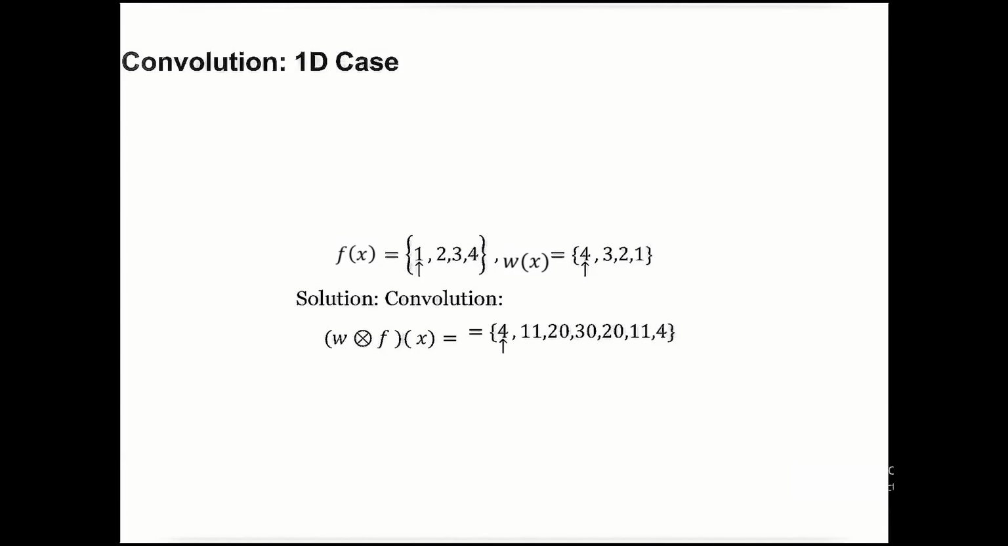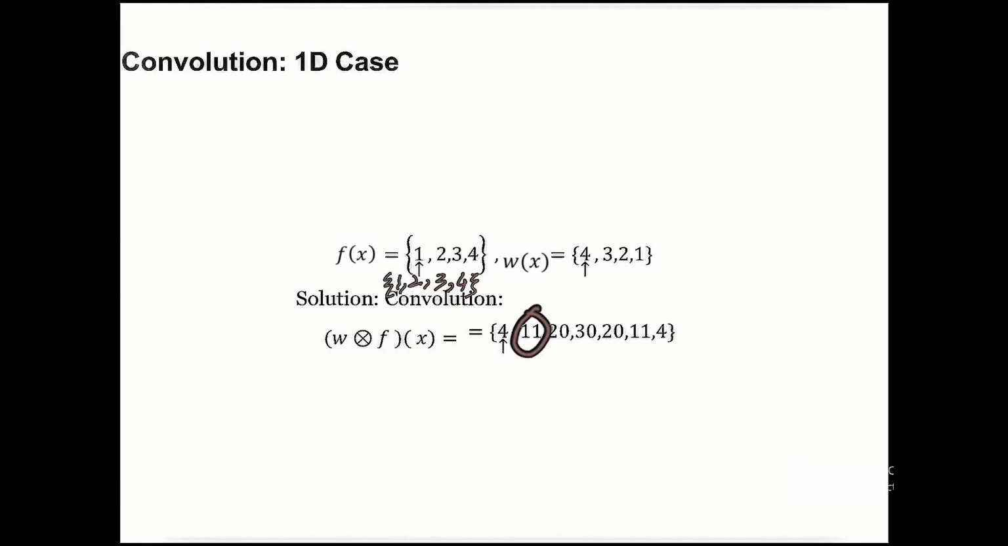So how do we do this? First I have to flip it: 4, 3, 2, and 1. This is the first, which is 4. Then slide, so it becomes 4 into 2, and then add. It becomes this.